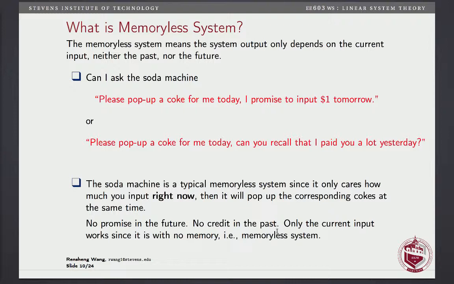You can never say, please pop up a Coke for me today, can you recall that I paid you a lot yesterday? No, because the soda machine has no memory. It doesn't care about what you did yesterday. The soda machine only cares about right now how much you put in. It doesn't matter how much you will pay tomorrow or how much you paid yesterday. No promise in the future, no credit in the past. Only the current input works for the current output. So that's what we call a memoryless system.